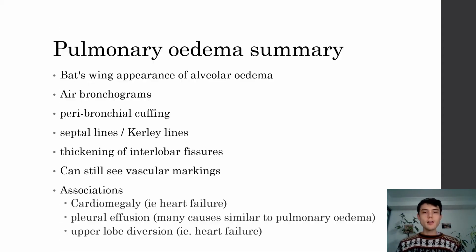Okay, so in summary, in pulmonary edema, you can have multiple different signs, you can get a bat wings appearance in alveolar edema. You can also see air bronchograms, peribronchial cuffing. You can see curly B lines or septal lines. Sometimes there's thickening of the interlobular fissures, and you can still see the vascular markings.